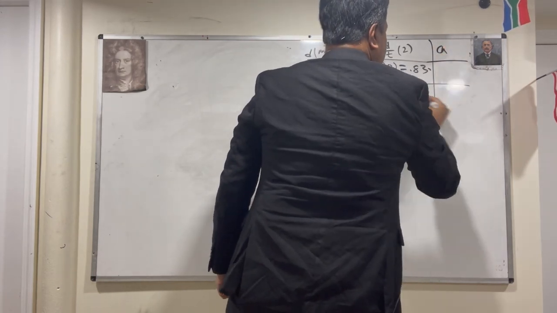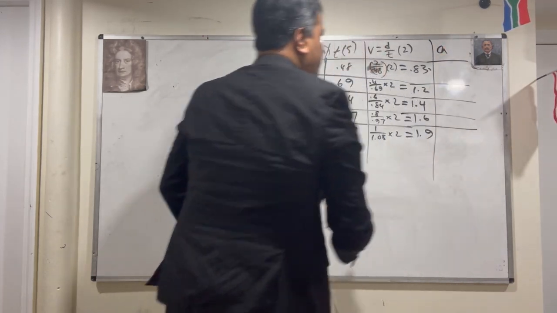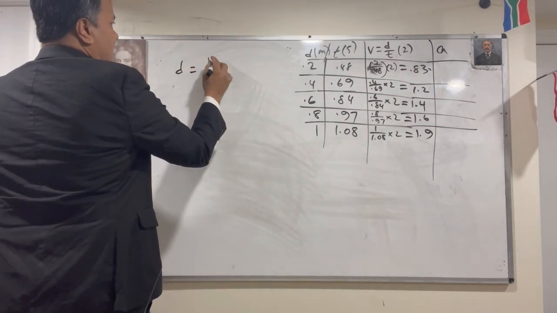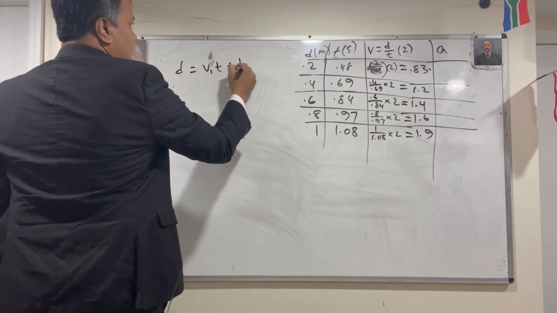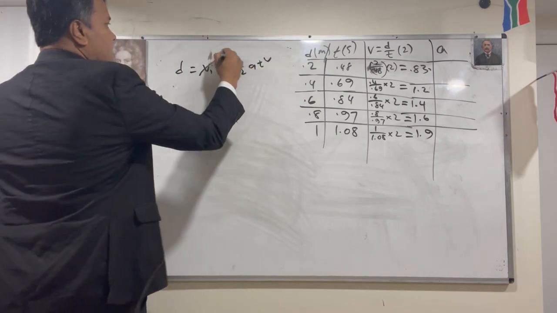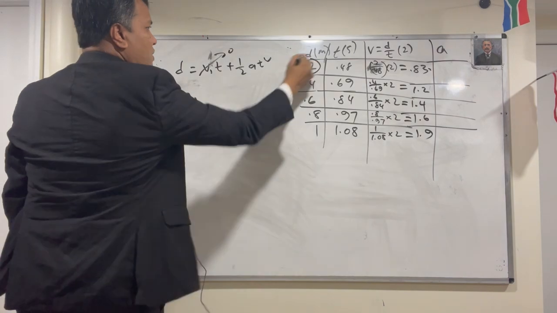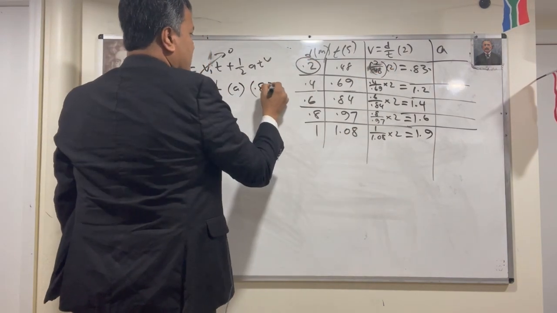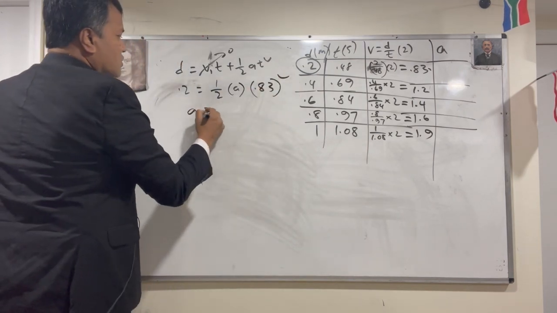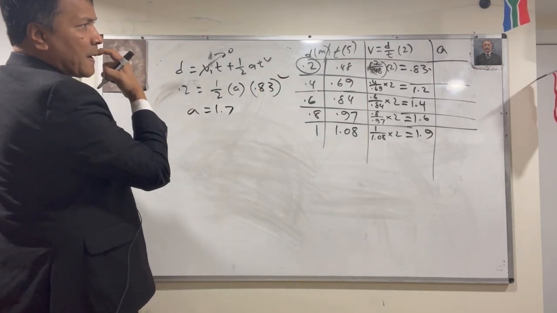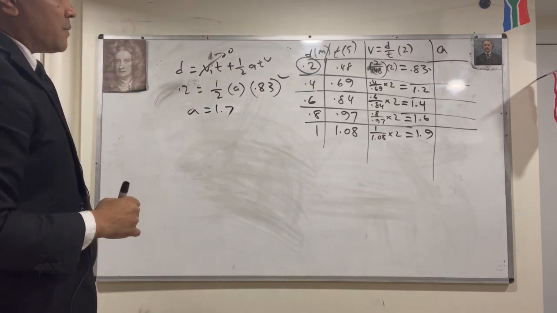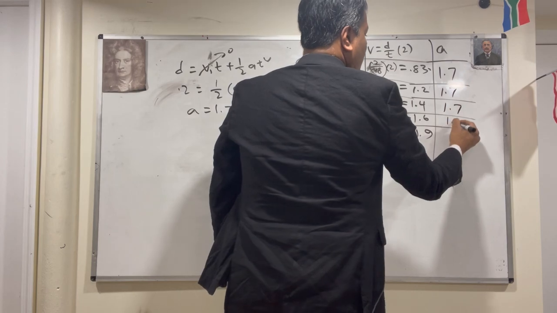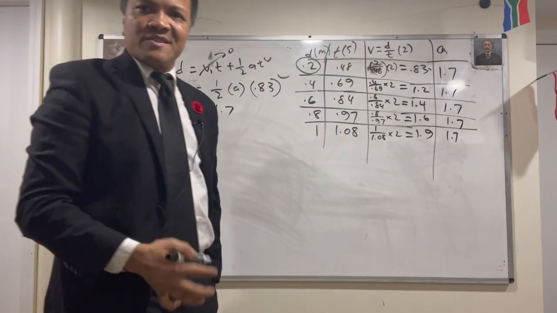Acceleration we can find in many different ways. So let's find the acceleration. D is equal to Vi t plus half a t squared. Vi is 0, so 0.2 is equal to half a times 0.83 squared. So a is equal to 1.7. Acceleration is 1.7. So then this should also be 1.7, because acceleration is constant. You can find it out.